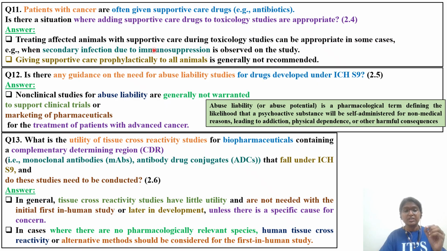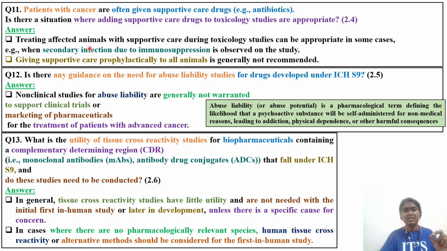Treating affected animals with appropriate supportive care during toxicology studies can be appropriate in some cases. Whenever you are testing these anti-cancer drugs in toxicology tests, you are doing them in healthy animals, and these animals, whether rat, dog, or monkey, become weak. So you have to rehabilitate them. In addition to the 3R principle, we have the 4R principle. You have to take care of those animals. The example they have given is secondary infection due to immunosuppression. This anti-cancer drug is used for tumor suppression, but in addition it also causes immune suppression in those animals, whether dog or monkey. In such cases it is observed on the study.